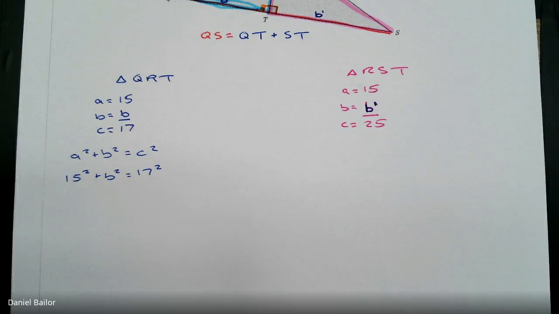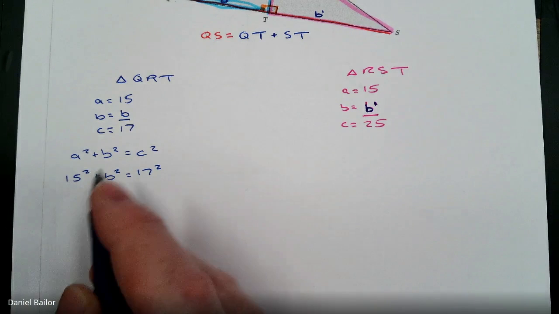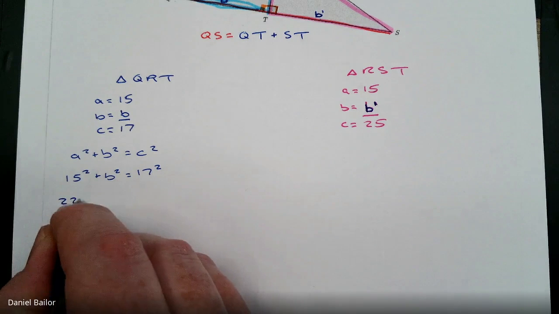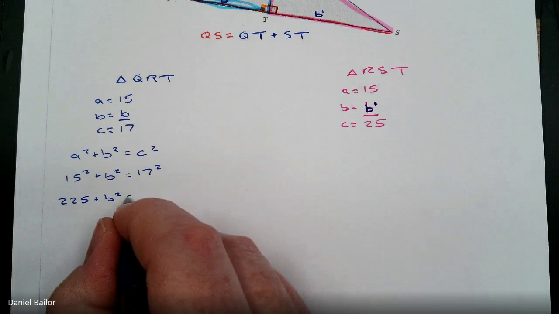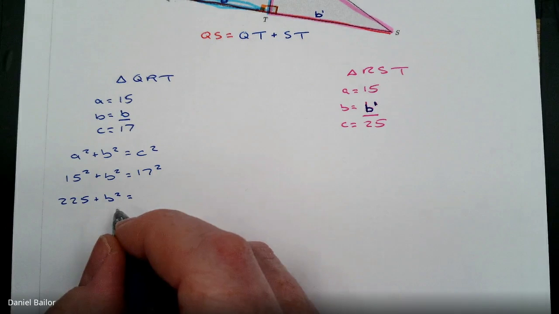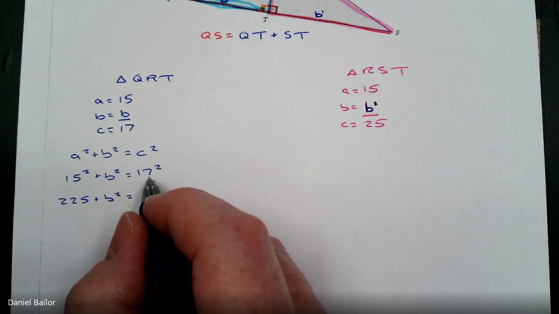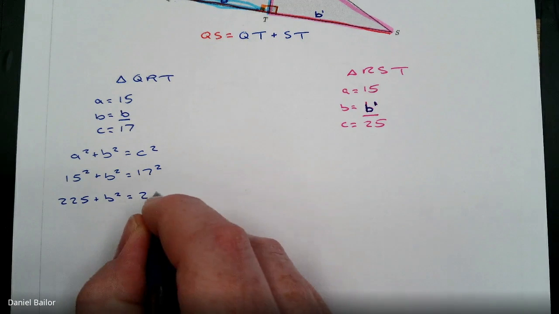Now we need to do a little bit of math. You can use your calculator if you need to. But 15 squared is 15 times 15, which is 225. B squared is still B squared. And 17 squared is 17 times 17, which is 289.